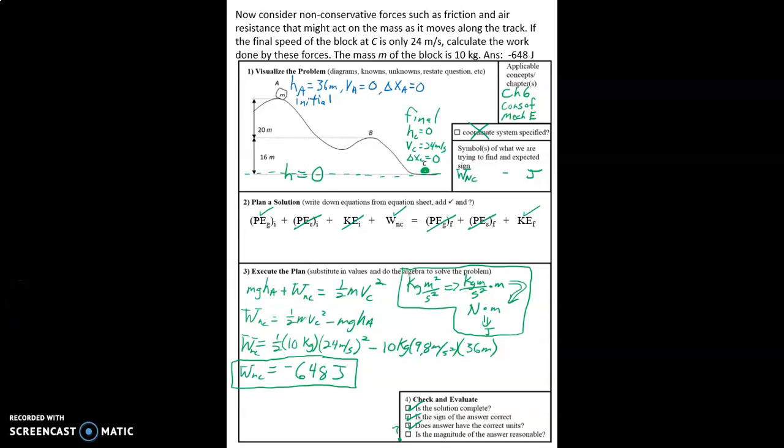All right, we were looking at this problem last time where we found out that 648 joules of energy were lost or removed from the system due to friction and air resistance. What we did not do was look at the energy bar chart, so we'll do that now.